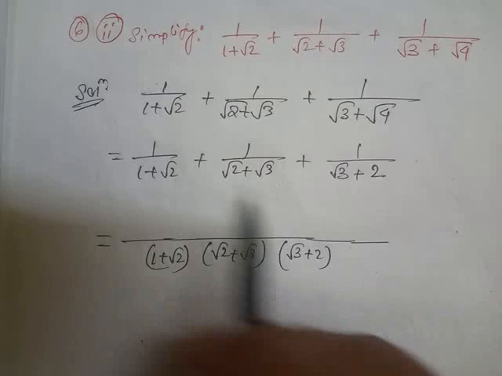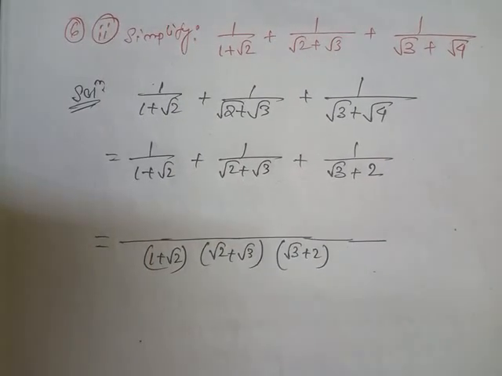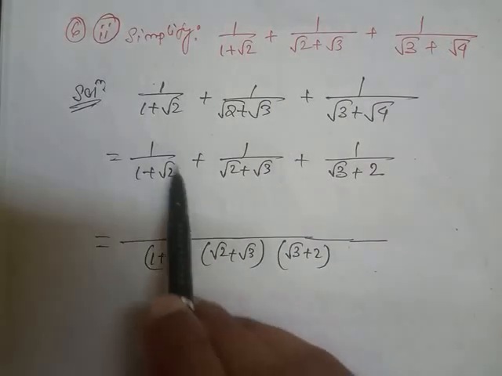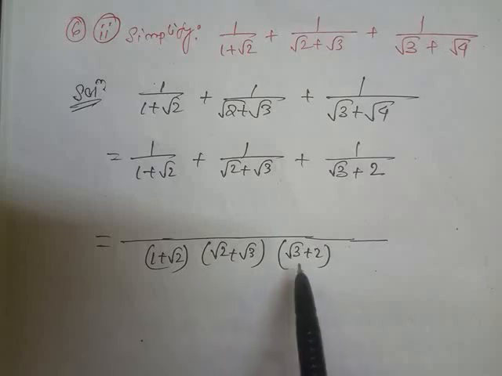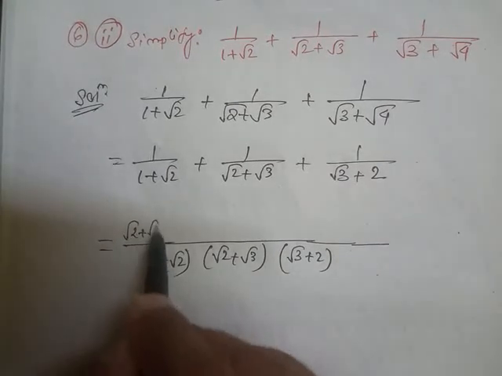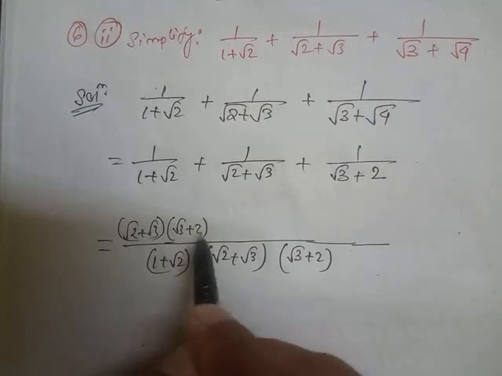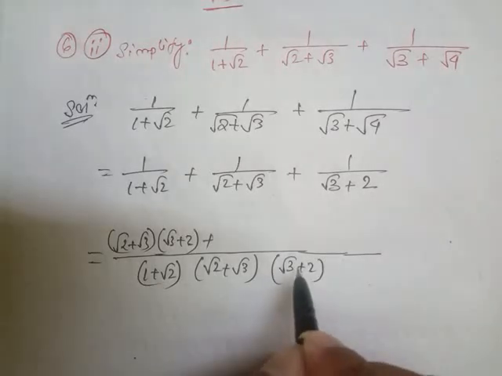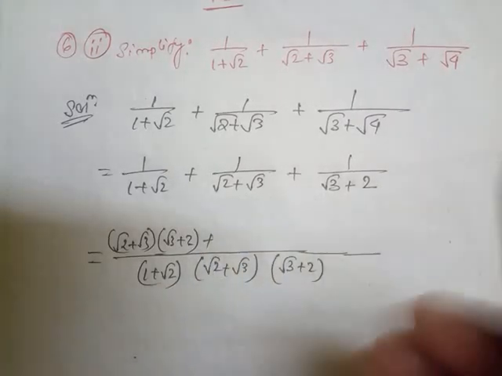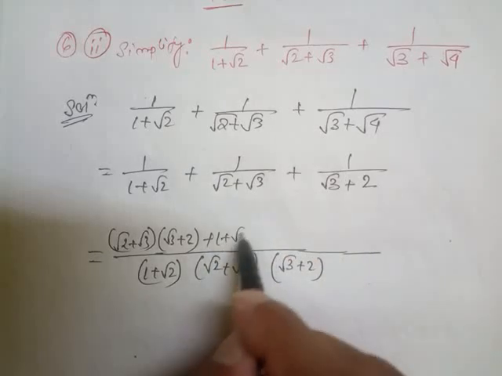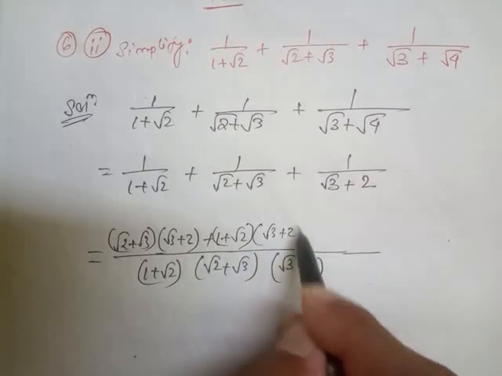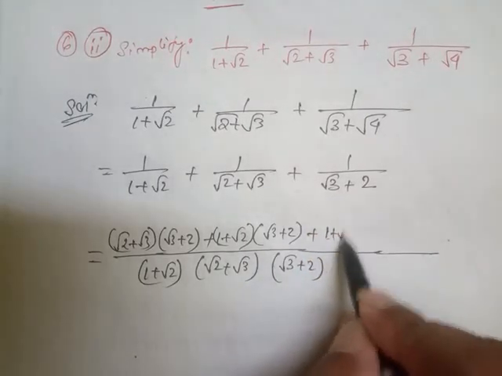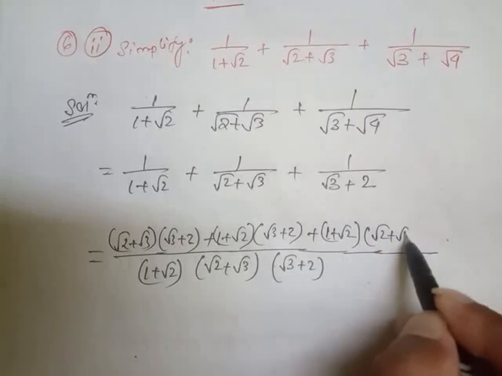Look here, if I take the LCM, what will happen? If these three values are divisible by only this part, these two cancel and the remaining part would be √2 plus √3 and √3 plus 2. Next, if I divide with the denominator √2 plus √3, these two will be cancelled. The remaining part would be 1 plus √2 and √3 plus 2. And next, if I divide with these two, the remaining part would be 1 plus √2 and √2 plus √3.